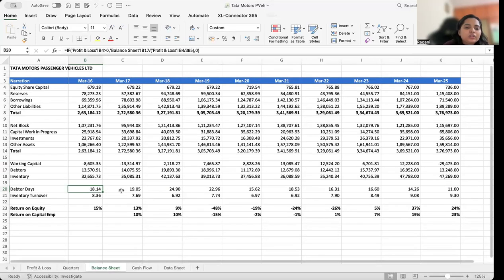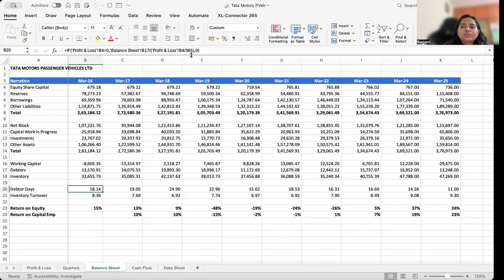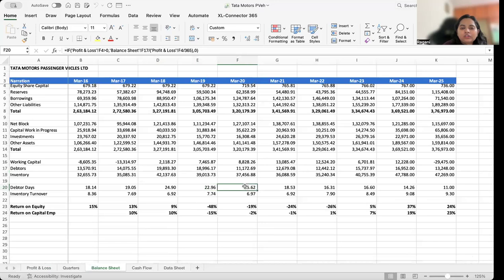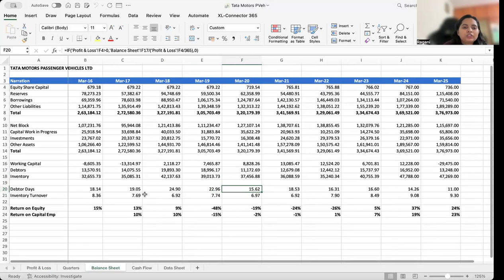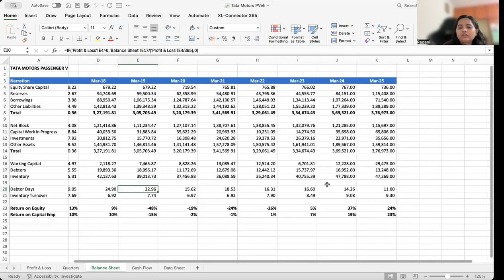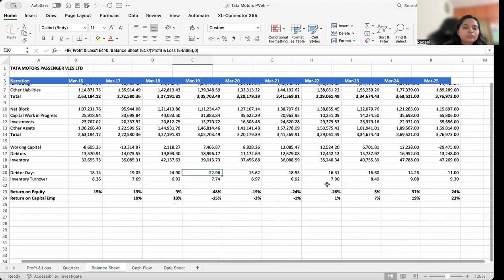Sales, then sales divided by 365, used to calculate debtors day for 1 year, 365. This is the value of debtors. Use the same formula for all years: years 16, 17, 18, 19, 20, and 22, 23, and 24.